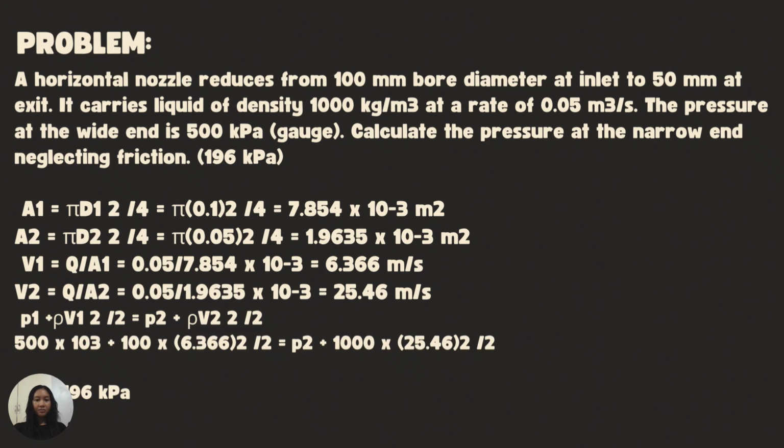So, after that, we can get na the velocity. The formula for velocity, of course, is Q over A. So the flow rate over the area. That will give us 6.366 meters per second. Ganon din sa V2, which results naman to 25.46 meters per second. So, applying Bernoulli's equation, makukuha na natin yung P2, which is 196 kilopascals.